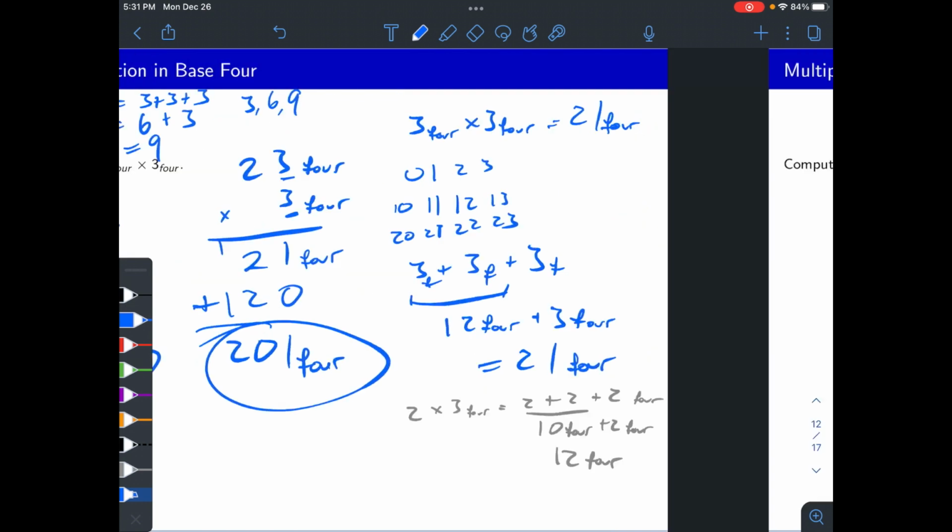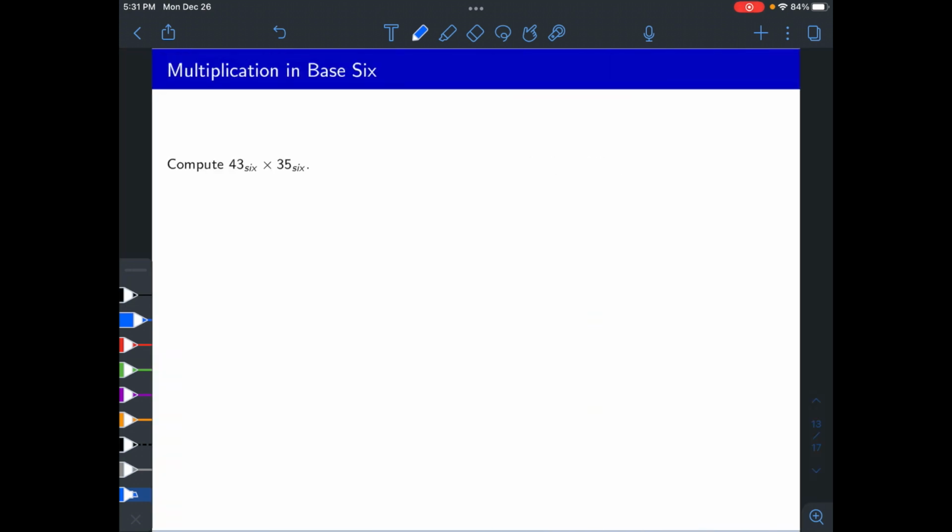All right, cool. Let's do a slightly harder one. So 4, 3, base 6 times 3, 5, base 6. If you're feeling confident, maybe you could pause and try this one. If you're not, feel free to just continue to watch and learn. Okay.